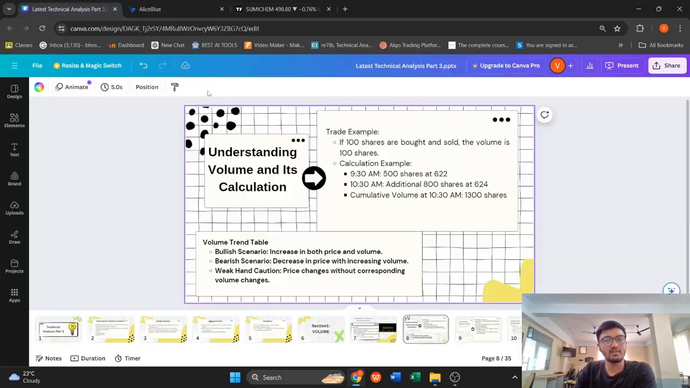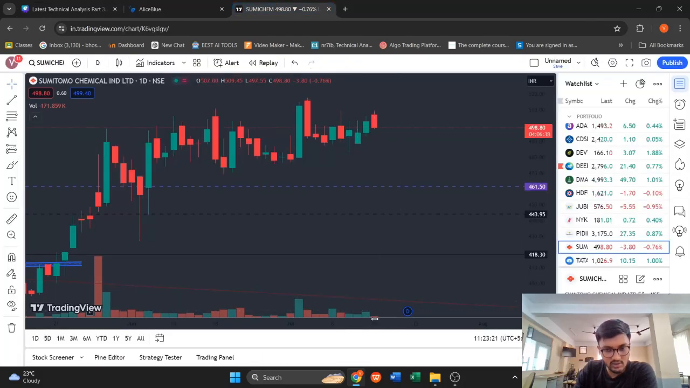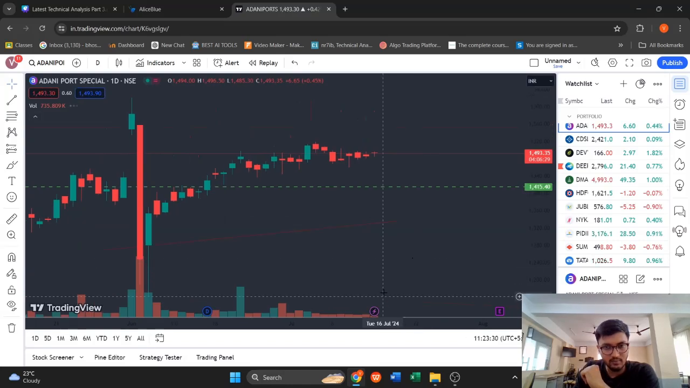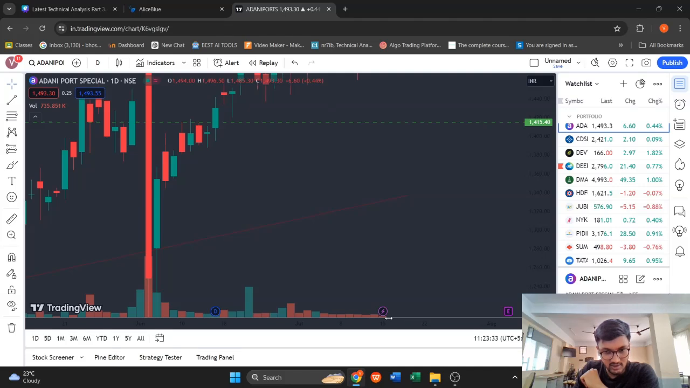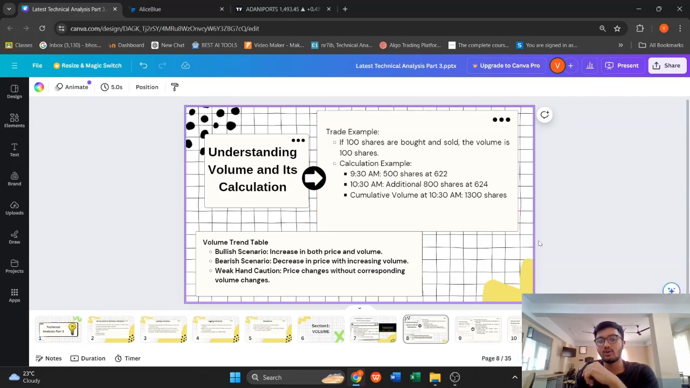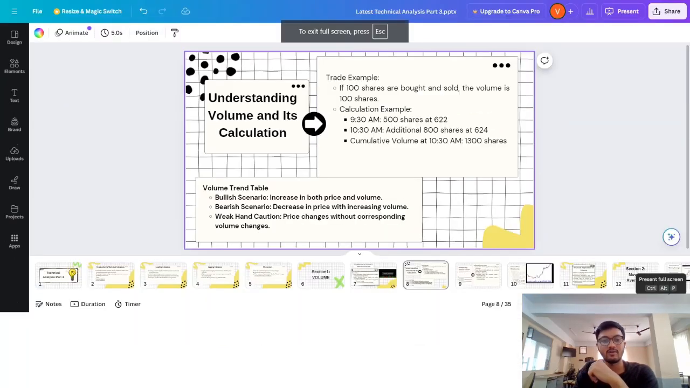So let us get back to the topic of understanding volumes. You can see the volume chart pattern for Sumitomo Chemical; the bar of that particular volume looks very thin. In the case of Adani Ports, the bar is still thinner, but you can see there's a huge difference between the volumes. It's almost seven times the volume in Sumitomo Chemical. So, understanding volume, let's get back to where we were.